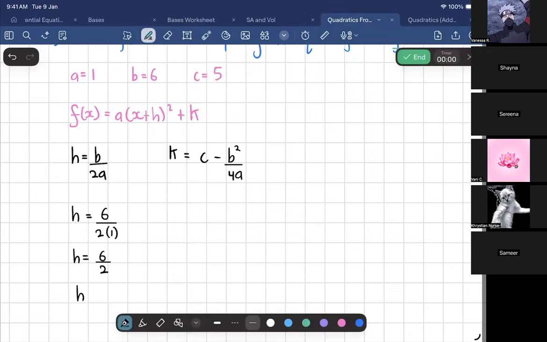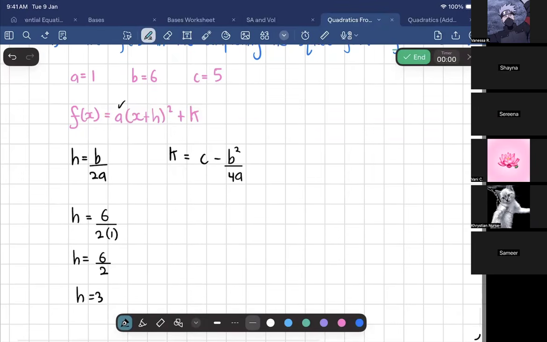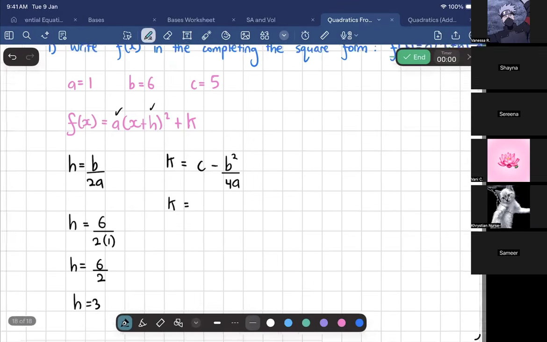So the answer for H is 3. Cool. So we know what A is and we know what H is. Making progress. What's the other one to find? You have to find K. Right. So tell me, what is C?